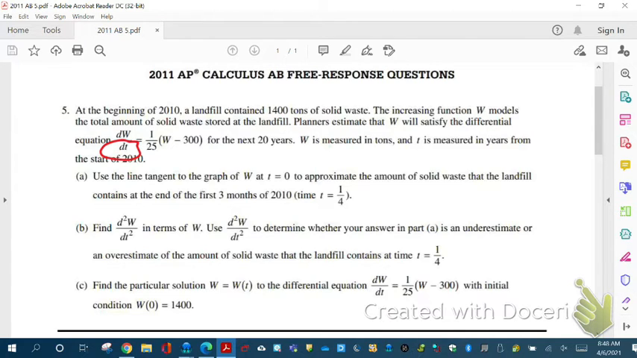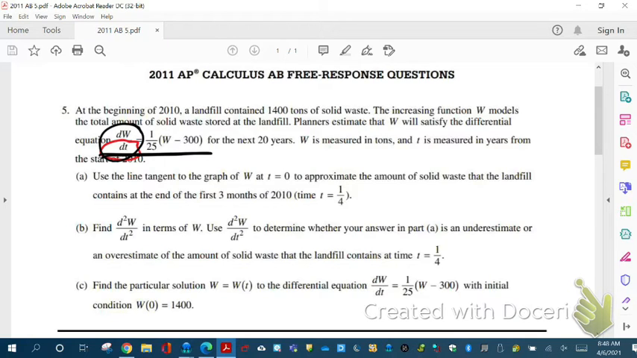Okay, so let me go over a few things that you should have gotten from that. First, W is the solution to this differential equation. W represents the amount of waste. Okay, well, dW/dt, therefore, would be a rate, how fast the amount of waste is changing in time. Okay, so this is a rate right now.